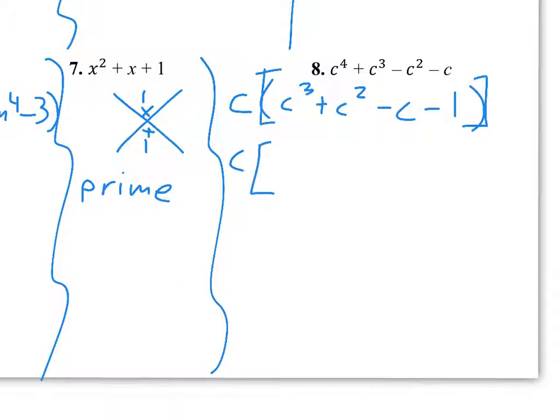Alright, so from the first group, it looks like we could take out C squared. So from this group, I'm going to take out C squared. And so if I take out C squared, I'm left with C plus 1. And the goal is to make the second two terms become C plus 1 as well. So we have to take out a negative 1 from them.